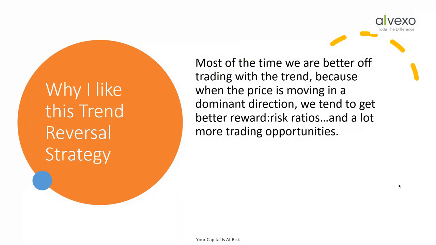Now, most of the time we are better off trading with the trend, because when the price is moving in a dominant direction, we tend to get a lot of risk-reward ratios and a lot more trading opportunities. Now remember, a trend, not a trend line, but a trend, is signified, and I'm going to use an uptrend, but the exact opposite is true for the downtrend, by higher highs and then higher lows. Higher highs, higher lows, higher highs, and higher lows. Or we can call them pushes and eases, push and ease, push and ease.